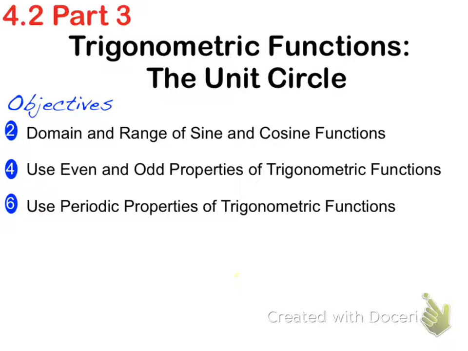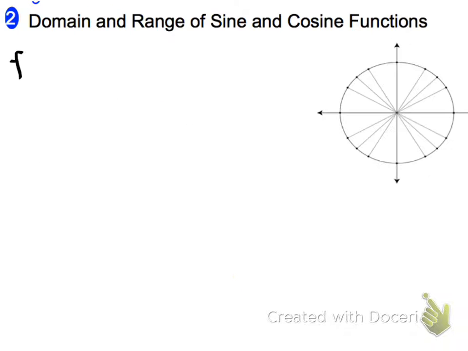This is section 4.2, and this is the third part. We're still talking about trigonometric functions using the unit circle. Today we're going to look at domain and range, even and odd properties, and something called the periodic properties. So let's go ahead and get started.